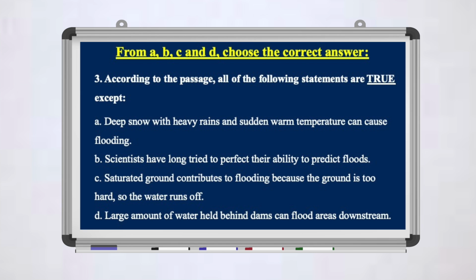So which statement do you think doesn't belong with the true statements? The answer is saturated ground contributes to flooding. Excellent job. Let's move on to question number 4.